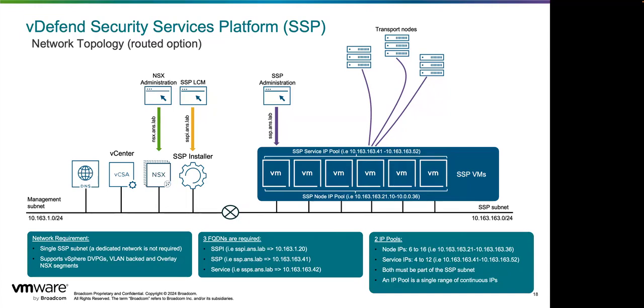So one, SSP still needs to be on a single subnet. It supports vSphere, DVGs, VLAN backed and overlay NSX segments. We only require three fully qualified domain names and two IP pools, and both must be part of the same SSP subnet. So that's key: we still want one subnet for SSP in whole. But we can do routing between both SSPI and out to NSX and out to vCenter. All that can be routed, but SSP still needs to be on a single subnet.